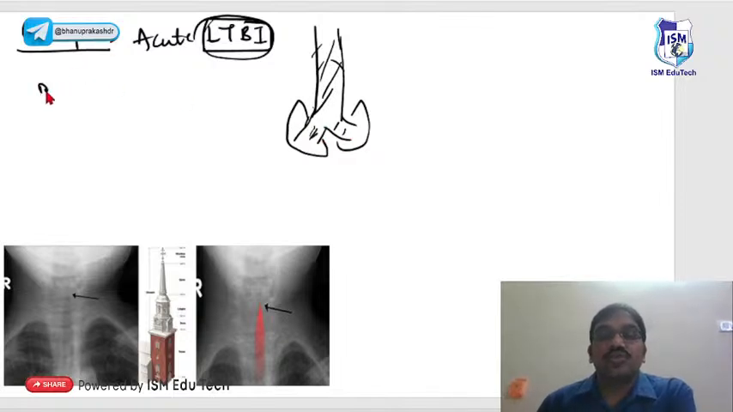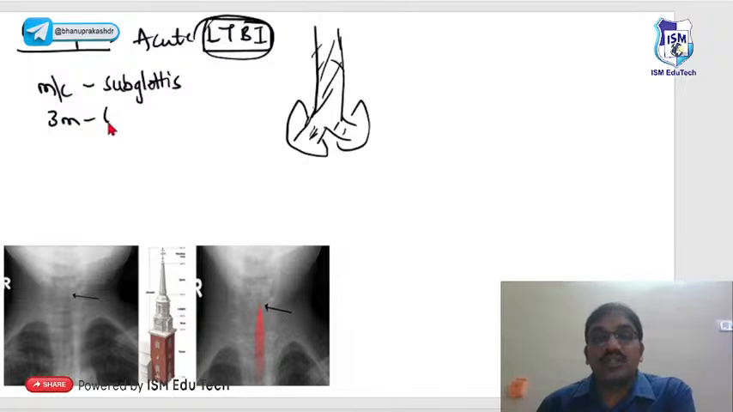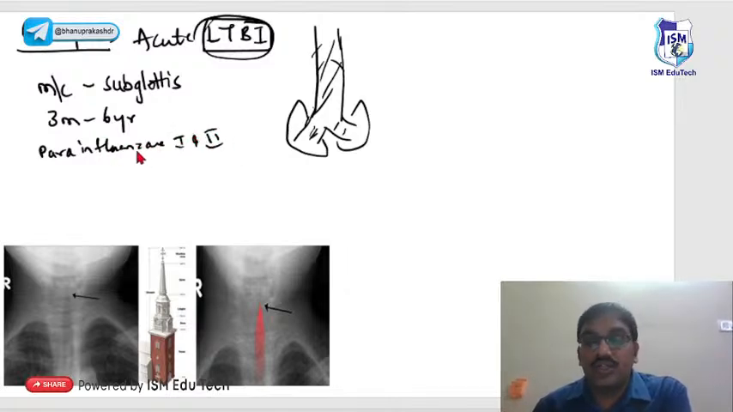Here, the most common site will be subglottis. This is most commonly seen in 3 months to 6 year old children. Here the most common organism is parainfluenza virus. Parainfluenza 1 and 2 are most common causes. Here the typical sign you see is barking cough, right? The cough appears like the bark of a dog.